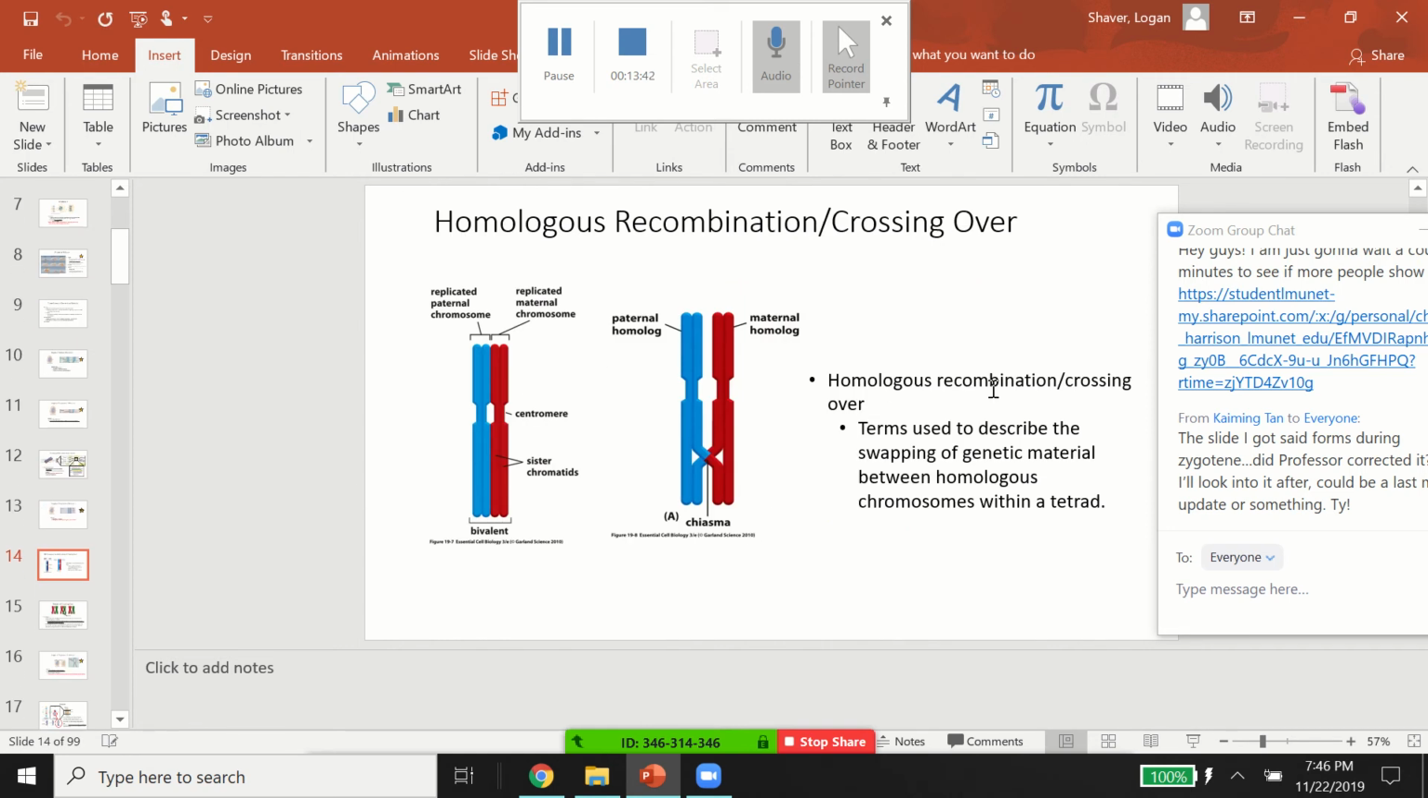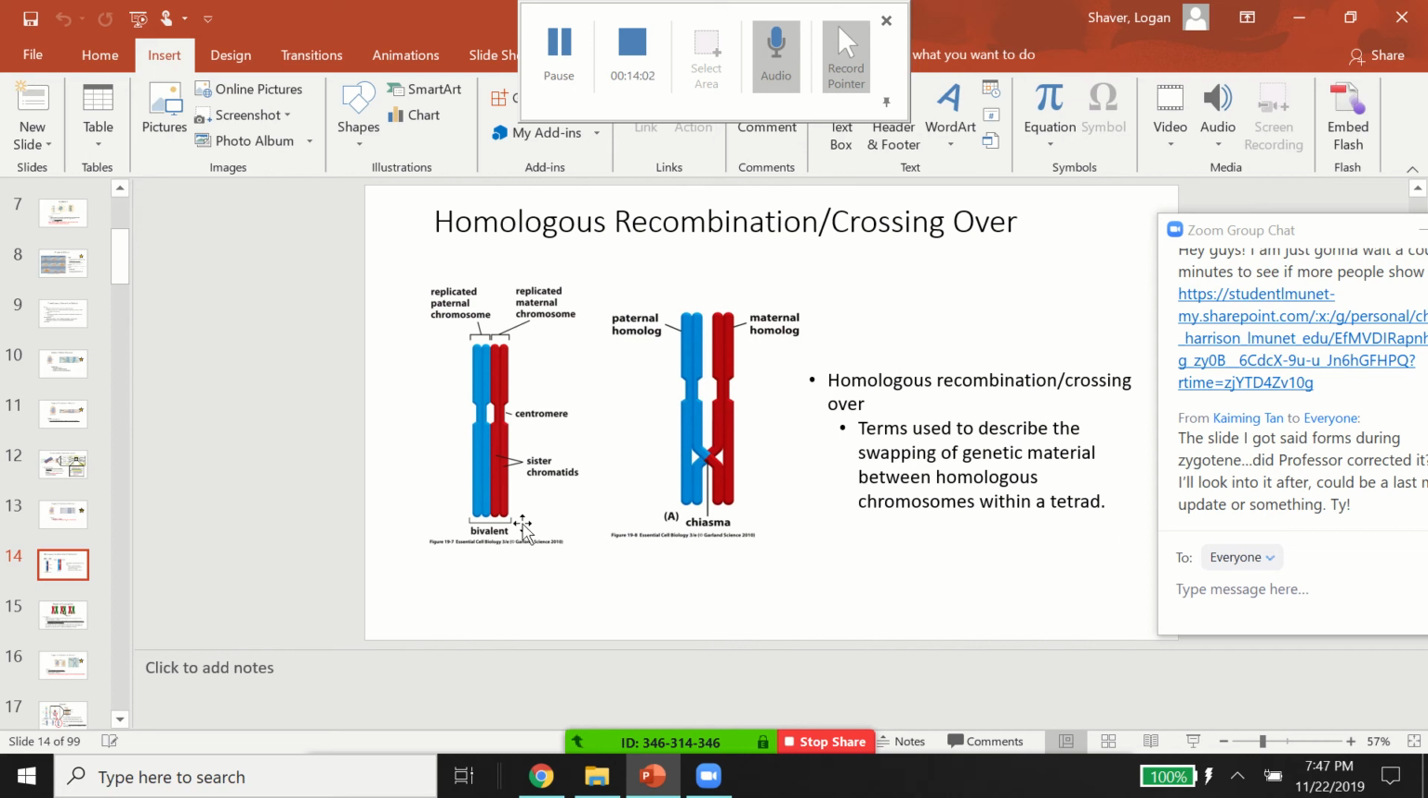Then we have homologous recombination. We basically just talked about that. That occurs during pachytene, but now we'll talk a little more in detail on what's going on here. I've already covered it a little bit a few slides ago. But anyway, it's used to describe swapping of genetic material between homologous chromosomes within a tetrad.